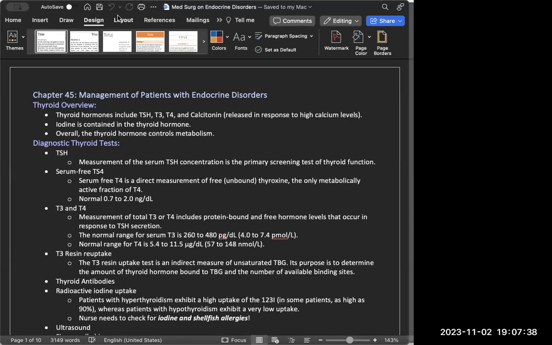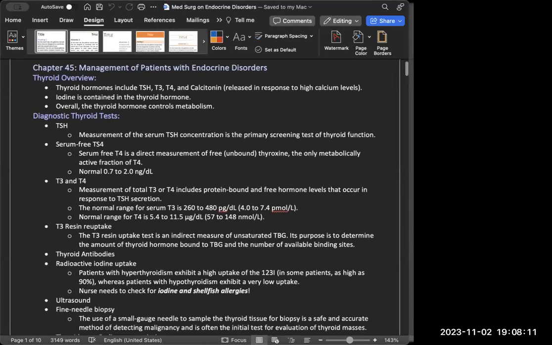Calcitonin is something that the thyroid releases in response to high calcium levels. But remember, it's the parathyroid hormone that controls the calcium levels. But we also have a hormone in the thyroid that helps control levels if calcium gets too high. And interestingly enough, iodine is contained in thyroid hormone. That's why sometimes with medications, we have to be careful with iodine.